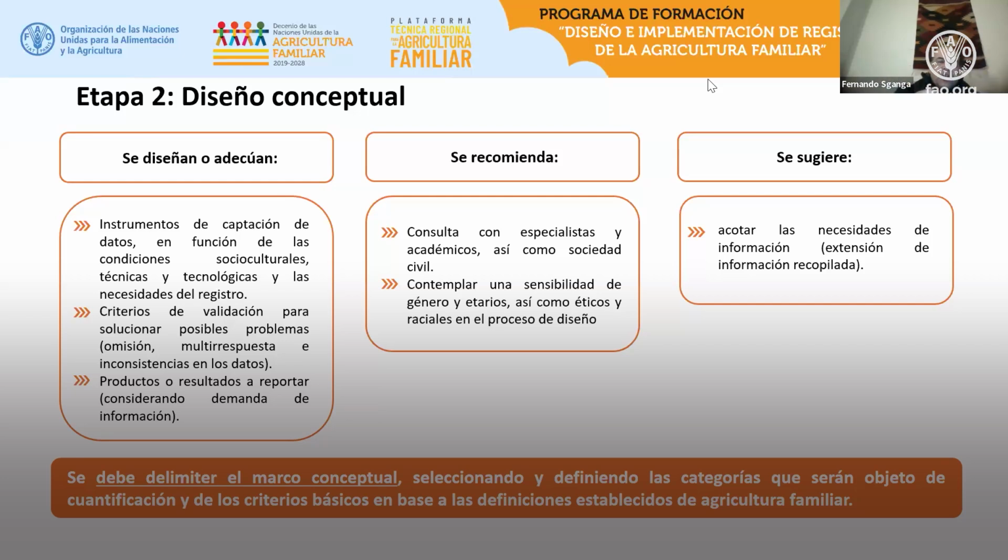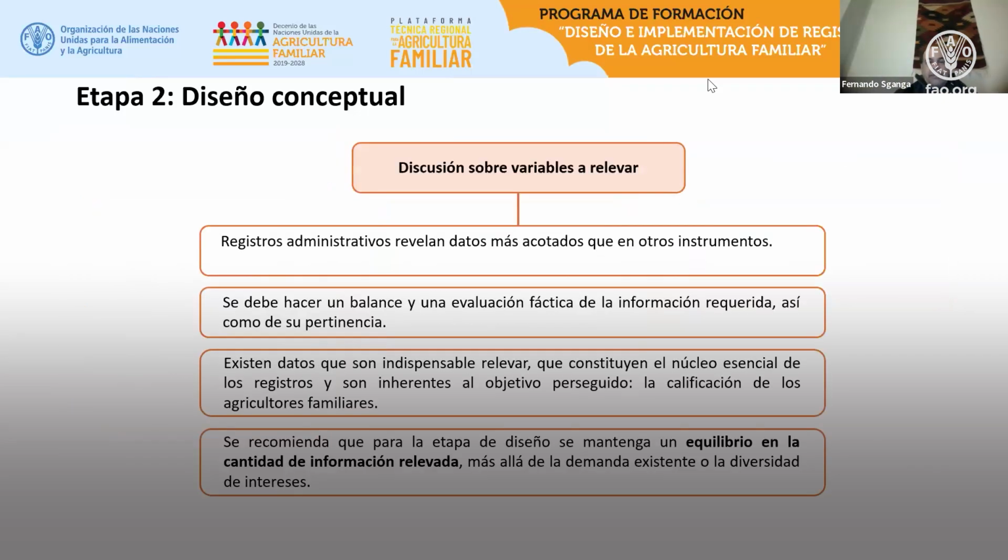What am I saying? The conceptual framework must be defined, selecting and establishing the categories to be quantified, along with the basic criteria based on the established definitions of family farming, based on conceptual definitions. Then we can ask some questions. And then we start the discussion on the variables.